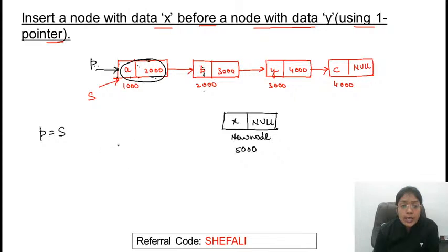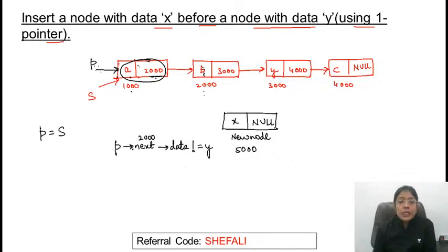So it will check what p of next is. P is pointing to 1000. 1000 of next is 2000. The data of the node at location 2000 is p of next of data, and it should not be equal to y. P of next of data is not y, but before that we also have to check whether p of next is available or not.